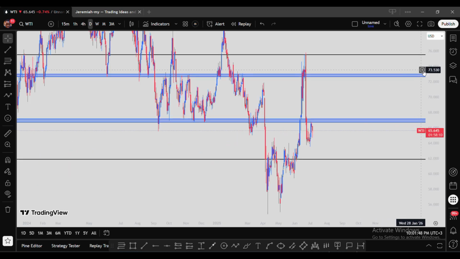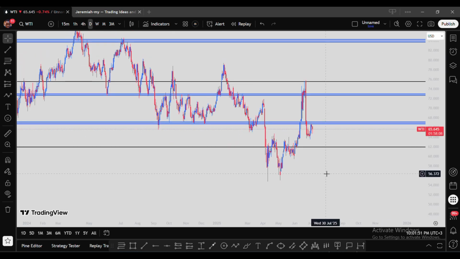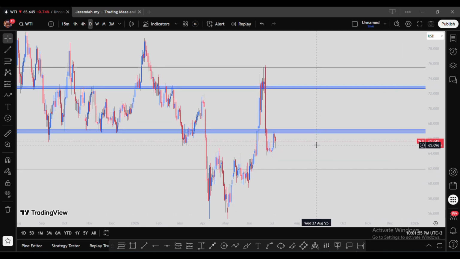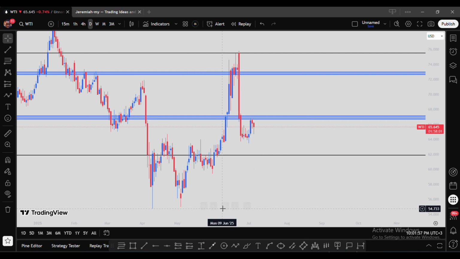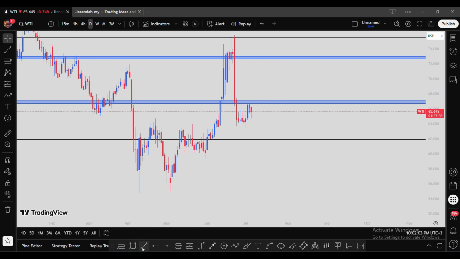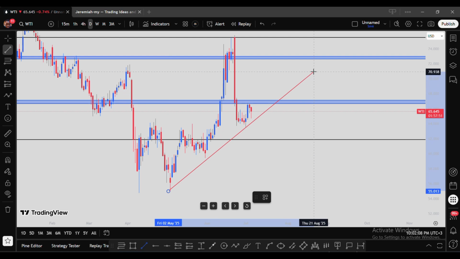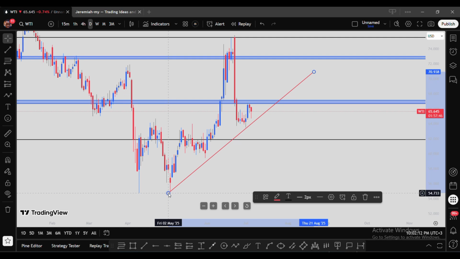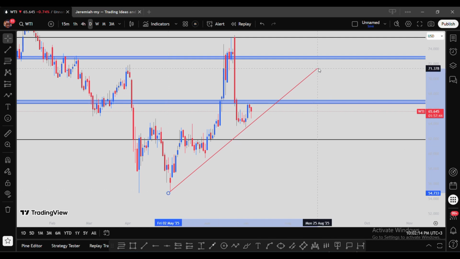What I was still expecting on crude oil, if price wants to continue moving back to the downside, is this. Price has just gotten rejected from this key level, but what I'll be waiting for is to get into a sell trade. So I'll just be waiting for price to break this counter trend line. After price breaks this counter trend line, I'll be looking to get into a sell trade on crude oil. So it's very simple, right?